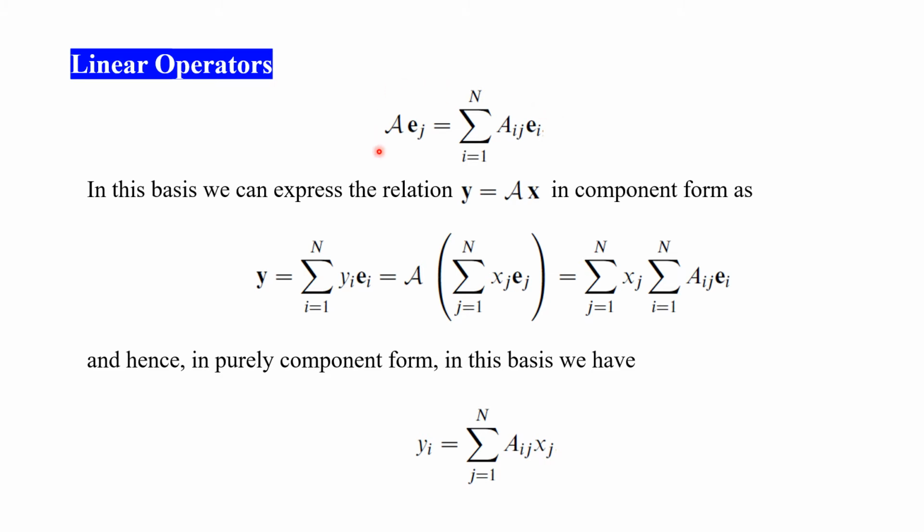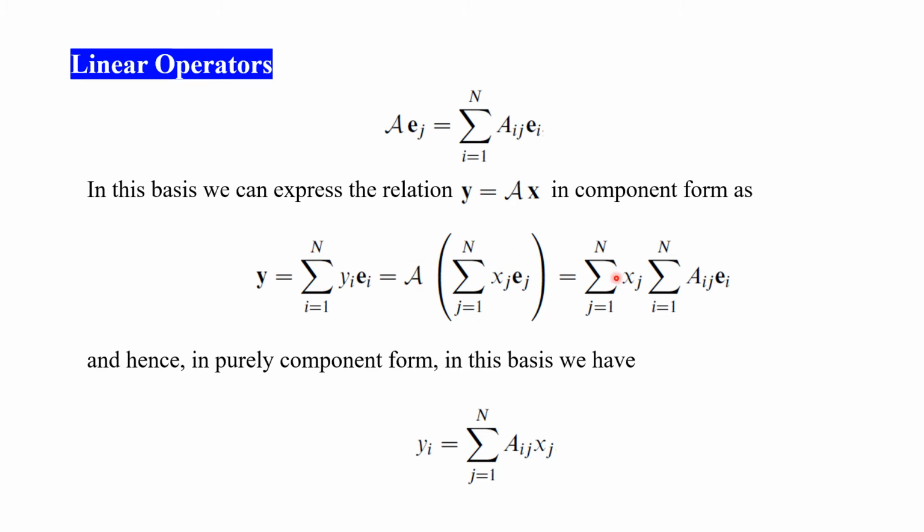So you have this equation once again, and in this basis, we can express the relation of y equal to your linear operator A acting on x in component form as the following. First we write the component form of your y in terms of the sum. So that is given by yi, and then this is your linear operator A, and then we write your x in component form in terms of the sum. So you have xj, ej. So this is again your y, your A, and then your x.